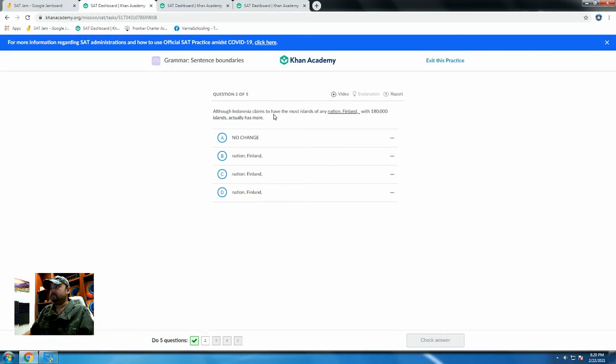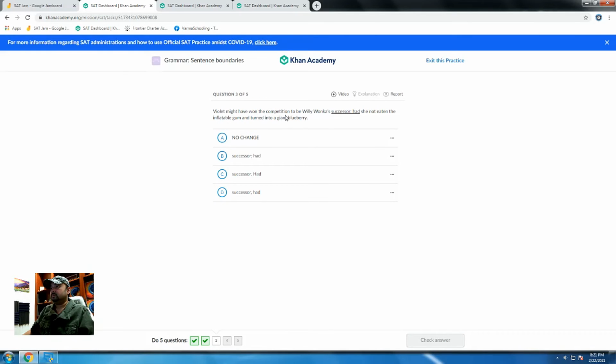So it should be a comma there. Although Indonesia claims to have most islands of any nation, Finland, with 180,000 islands, actually has more. So right off the bat, the statement starts with although Indonesia claims to have most islands of any nation. Can't have a period after that. It's an incomplete sentence. It's a fragment. So it's either going to be a comma, can't even be a semicolon or a colon. So it'll be a comma there. All the choices should kind of work out.